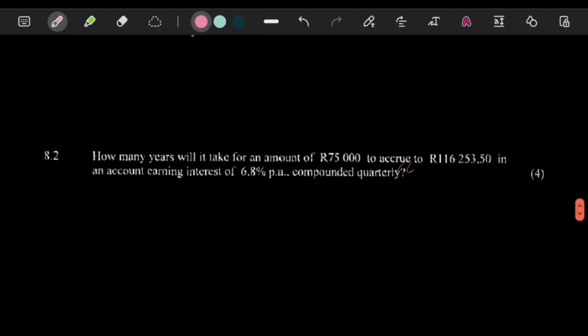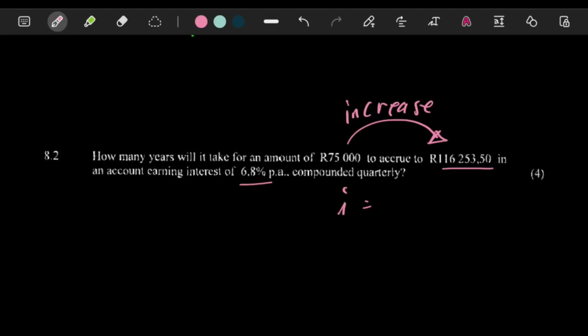Okay, so for 4 marks here, it says, how many years will it take for an amount of 75,000 to accrue to this much? So it has to go from here to that. This is like increase. Can't they just use simple words? It's going to confuse other children here. Accrue, what does accrue mean? Yeah, increase.